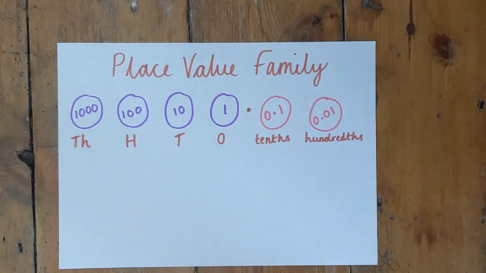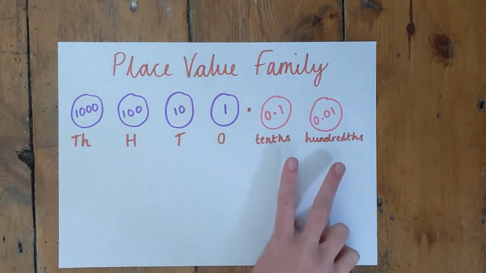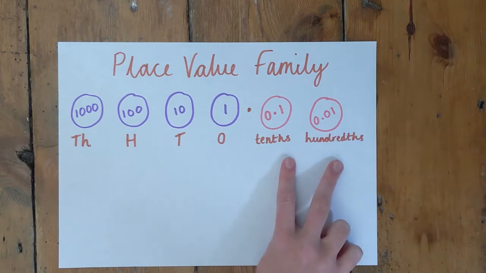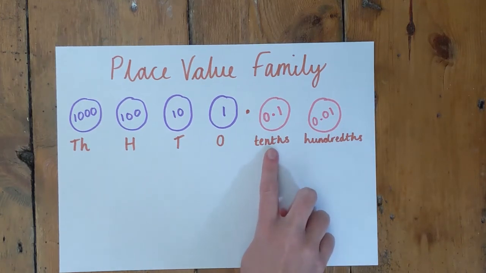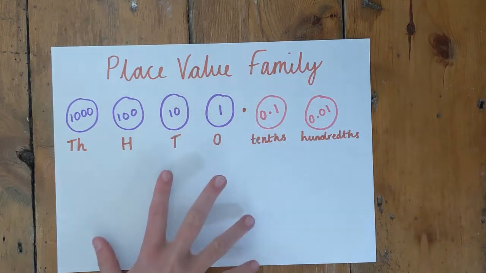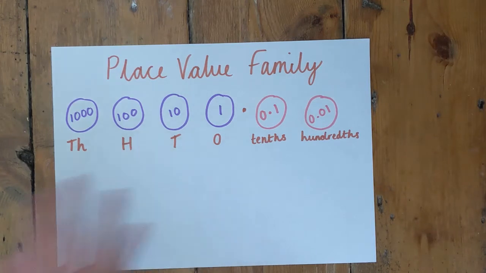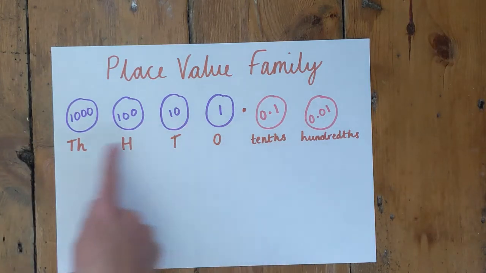Hi Year 4 and welcome to your Tuesday maths lesson where we are going to be converting fractions to decimals. So just before we begin, just want to recap from yesterday the two new members of our place value family. Now today we're going to carry on just looking at the tenths. We are going to be using place value grids, so I just wanted to recap this with you.